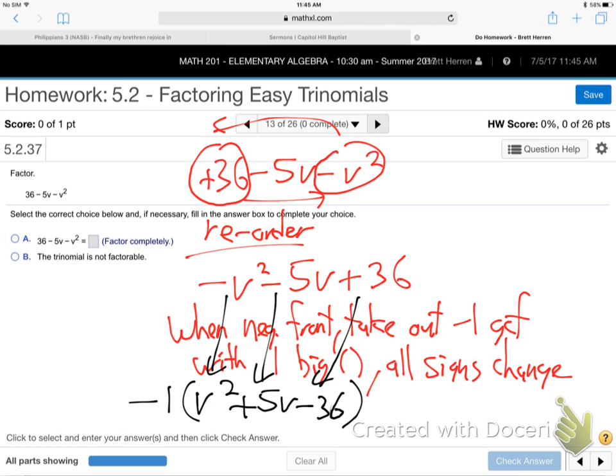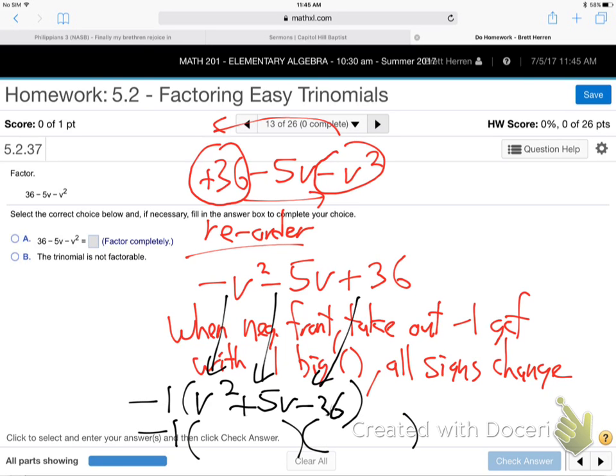To see if this -1 is right, if you tried to multiply this -1 through, it would go back, wouldn't it? I'm not going to really multiply. I'm just showing you it's right so far. Everybody see that? -1 times v squared would be minus v squared. -1 times 5v, minus 5v. -1 times minus 36, plus 36. So far, so good. Now, that's why that's right. Last step, the -1 stays in the front.